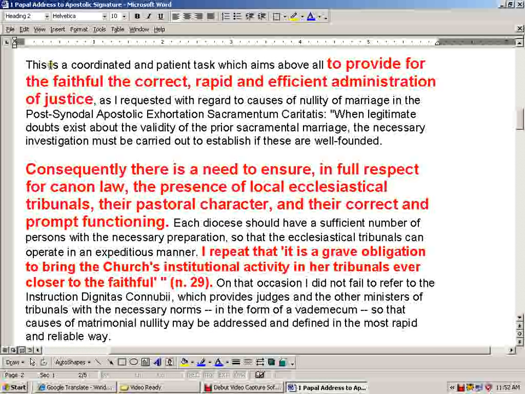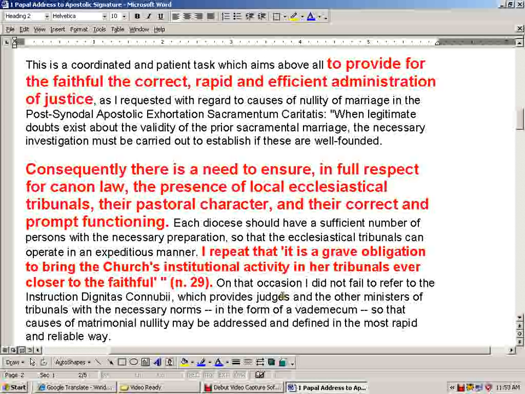This is the coordinated and patient task which aims above all to provide for the faithful the correct, rapid, and efficient administration of justice. Well, if you're a baptized Christian, you're one of the faithful. So we're looking for correct, rapid, efficient administration of justice. It's through the Apostolic Signatura. Consequently, there is a need to ensure, in full respect for canon law, the presence of local ecclesiastic tribunals, their pastoral character, and their correct and prompt functioning. Which means we shouldn't have to go to Rome, they should already be local.